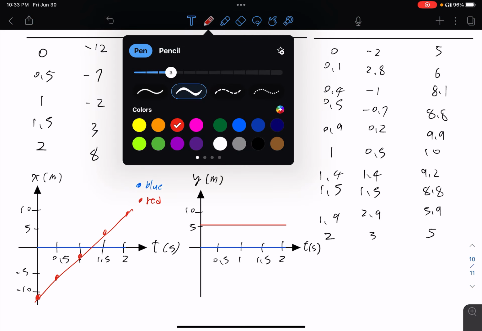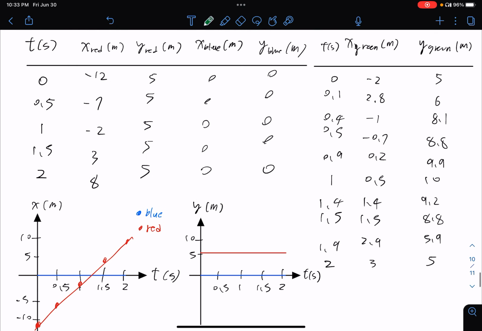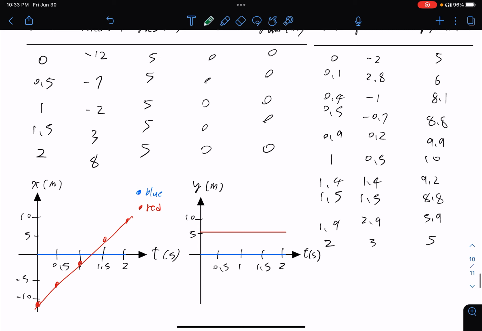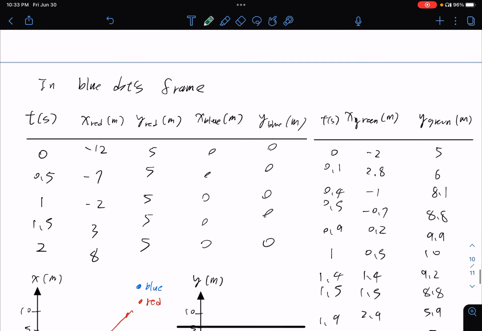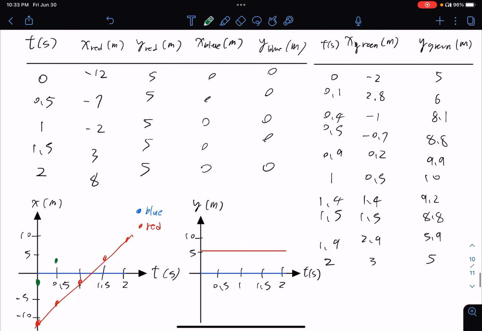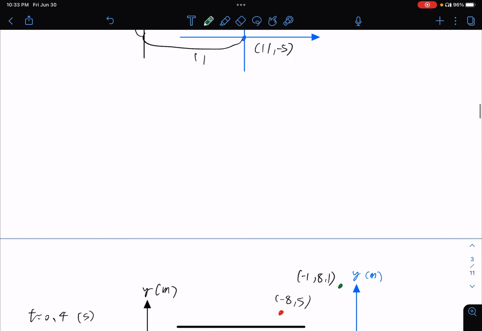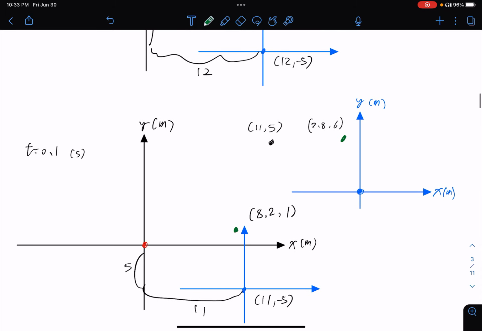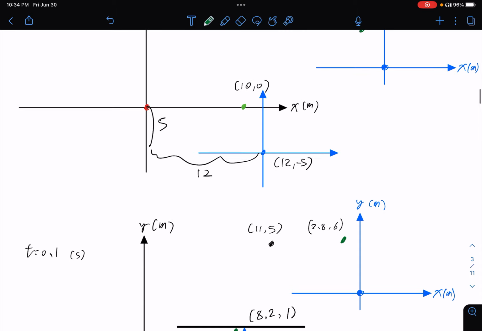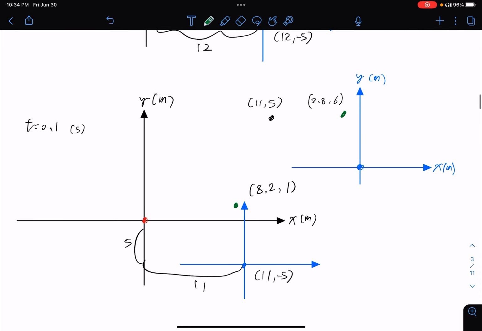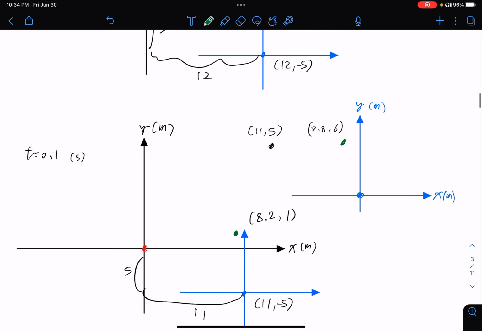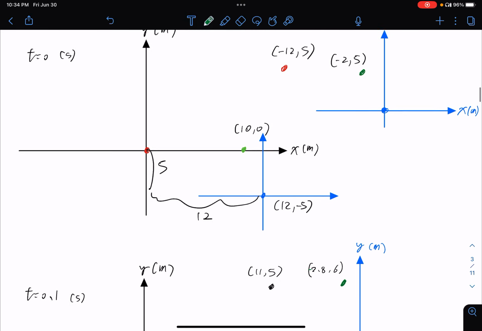Good. Now for the green dot. At 0 it is x -2, and 2.8. I think I copied the wrong thing. At t equals 0.1, it should be 2.8 and 6, which doesn't make sense. It should be negative 2.8 and 6. Good.